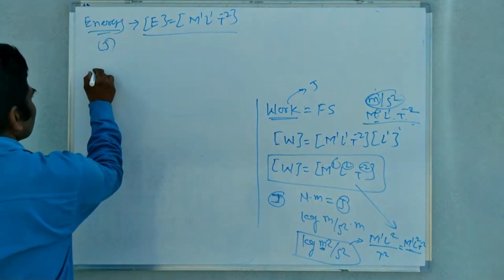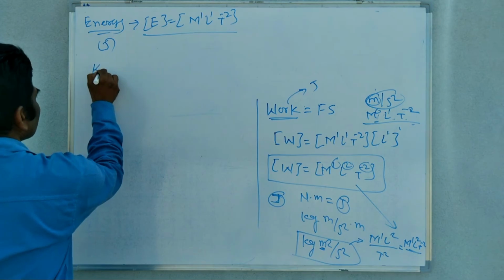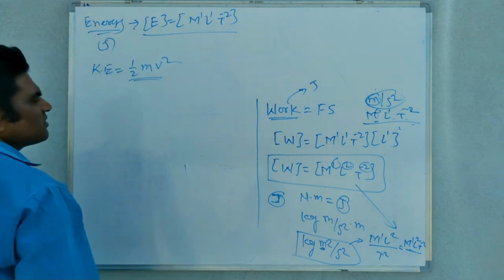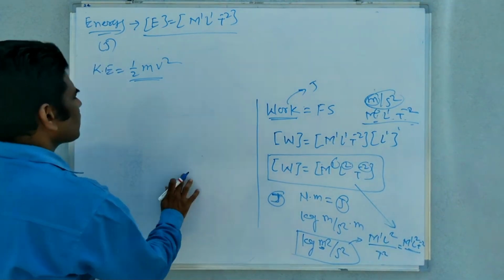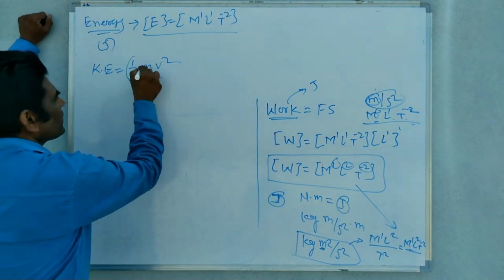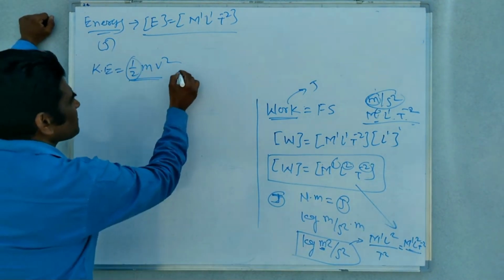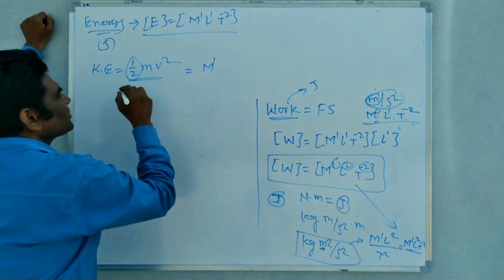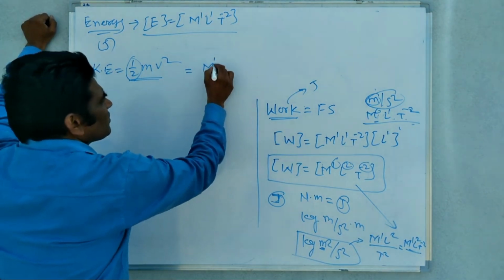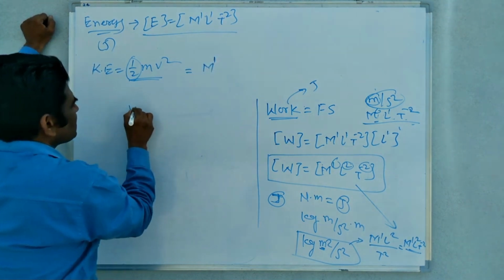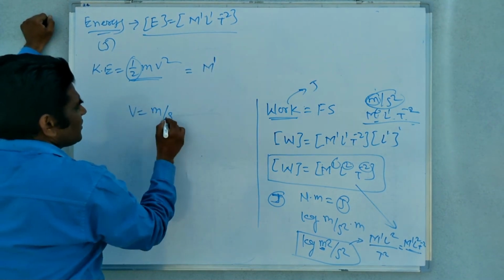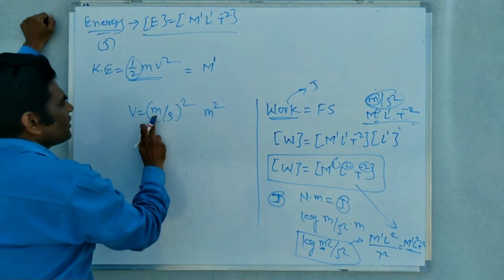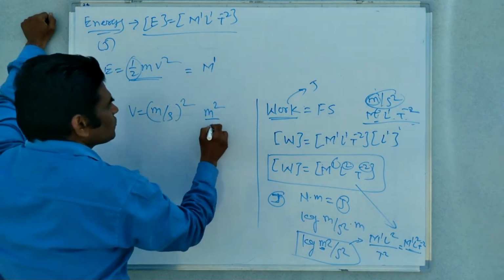From this also, potential energy or kinetic energy. Kinetic energy is what? 1 upon 2 mv square. Yes. Let us calculate the dimensions of this. 1 upon 2 is unitless. Mass is what? M1. Velocity means what? Meter per second. Velocity means meter per second, its square. So meter raised to 2, second raised to 2.